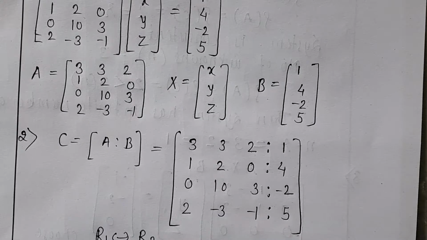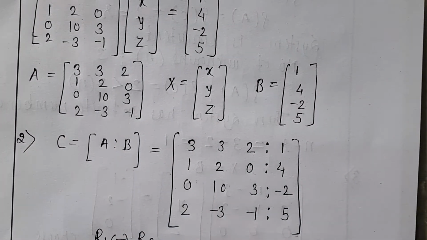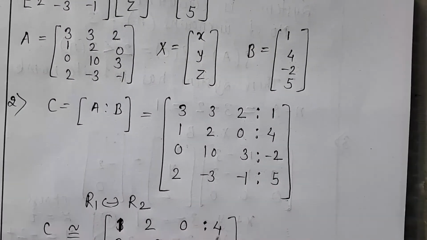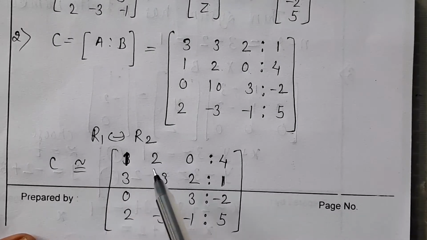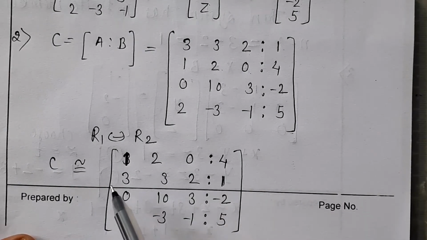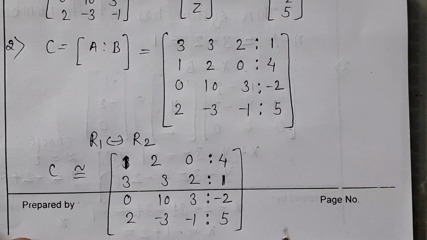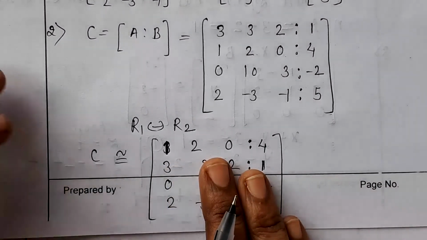Now the next step is to convert this matrix into echelon form. To reduce this matrix into echelon form, we interchange R1 and R2. So if we interchange R1 and R2, we get a matrix C: 1, 2, 0, 4, then 3, 3, 2, 1, 0, 10, 3, minus 2 and 2, minus 3, minus 1 and 5. So this we get after interchanging R1 and R2.